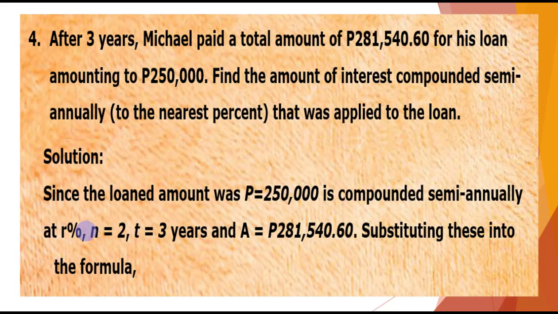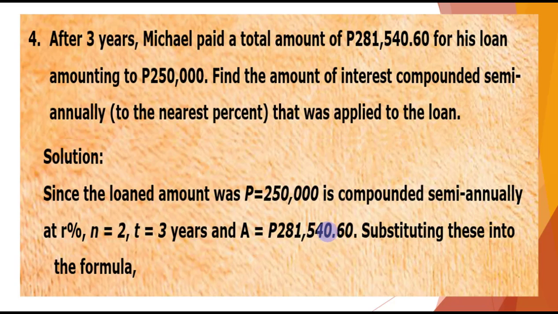So we have N is 2 and we are to find the rate R percent. And given T equals 3 years. So that is after 3 years, and the total amount paid by Michael after 3 years is 281,540 pesos and 60 centavos.